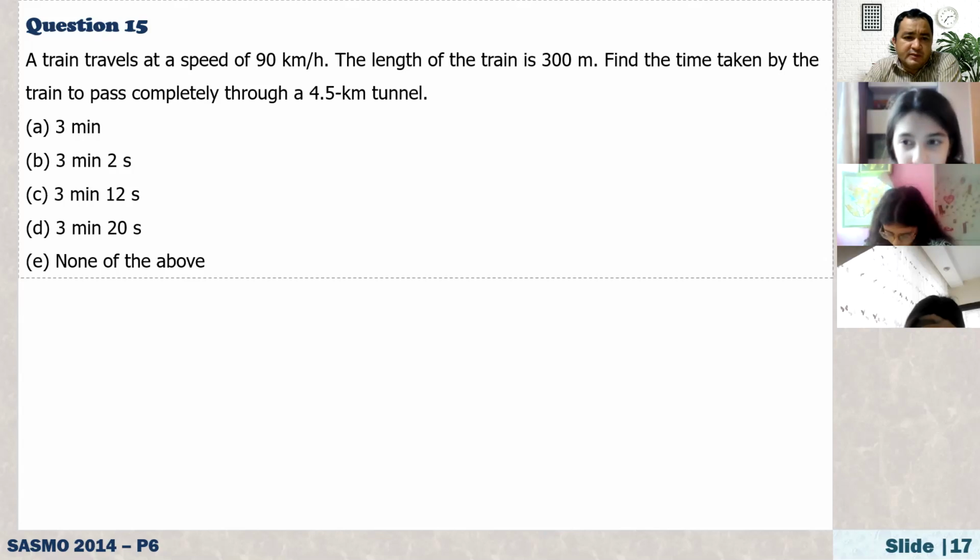A train travels at the speed of 90 kilometers per hour. Okay, the speed of the train is given. The length of the train is 300 meters. And find the time taken by the train to pass completely through a 4.5 kilometers tunnel. Just tell me the idea. How are you going to solve this? Because if you have an idea, you can do that. If you have no idea, you cannot do that.